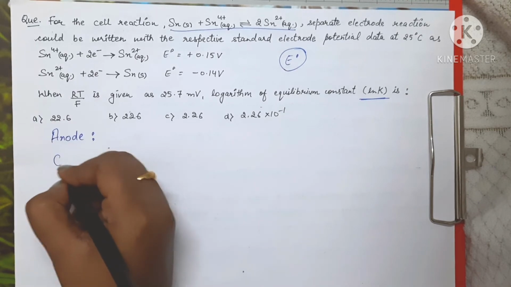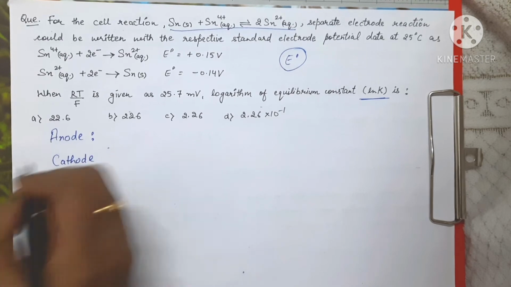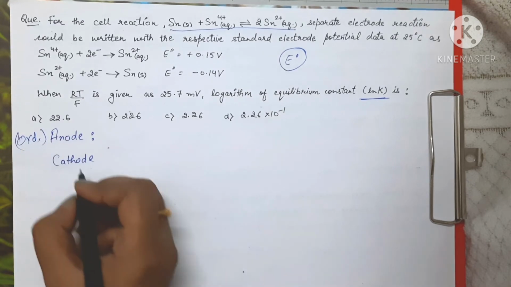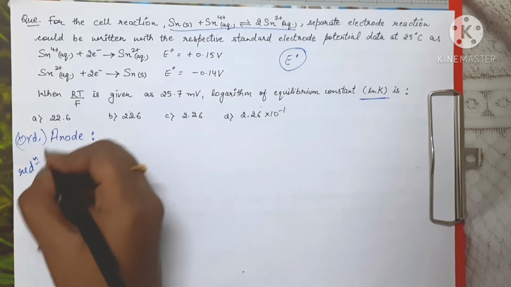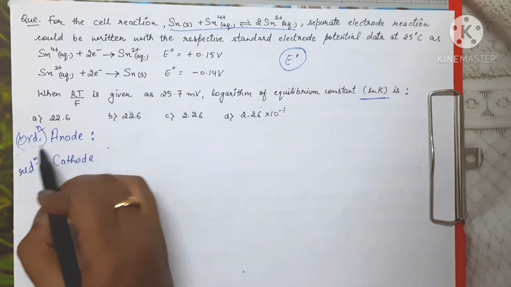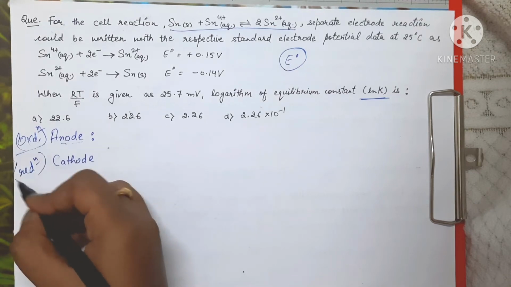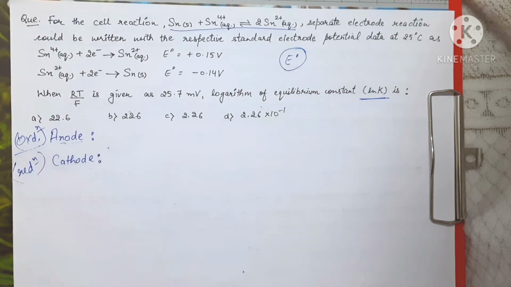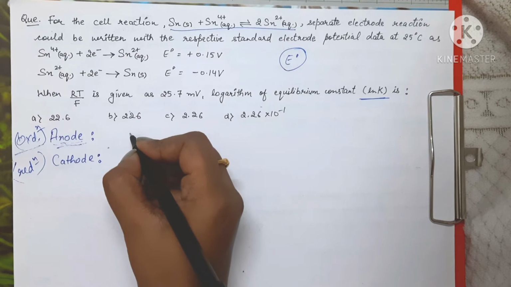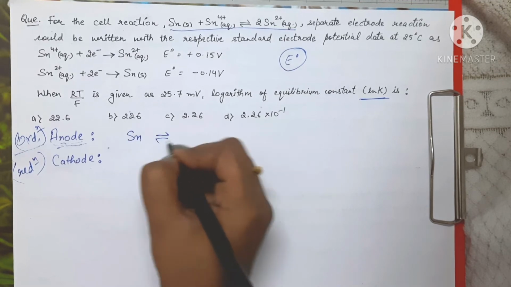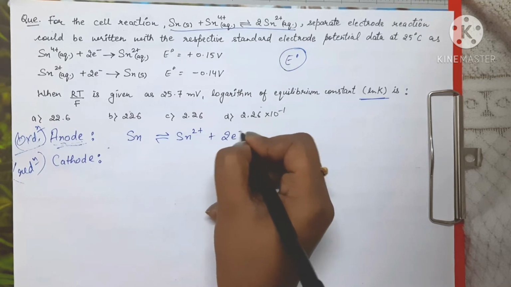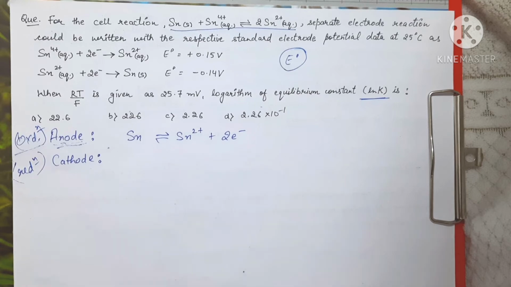at anode and cathode, see, always at anode oxidation takes place and at cathode reduction takes place, right? Irrespective of the type of cell, oxidation always takes place on anode and reduction always takes place on cathode. So what would have happened on anode? Oxidation, right? So at anode, Sn would have changed to Sn2 positive, giving out 2 electrons. That is, the oxidation has happened.